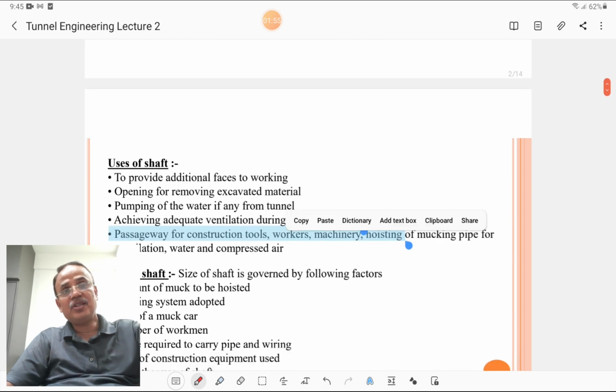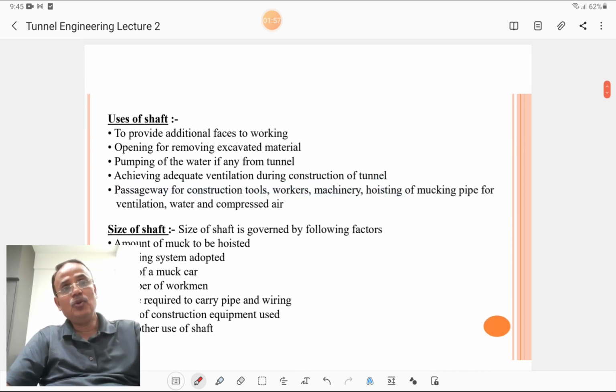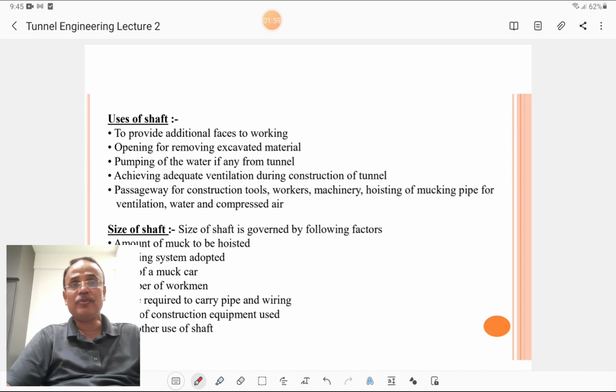Then we will discuss the uses of shaft. What are the different uses of shaft? To provide additional faces for working as described earlier. It is an opening for removing the excavated material. Then pumping of water, if any, from the tunnel, so it is used for drainage also. Achieving adequate ventilation during the construction of tunnel. It is used for ventilation. And passageway for the construction tools, workers, machinery. Hoisting of mucking, pipes for ventilation, and it is used also for the pipes for water and compressed air.